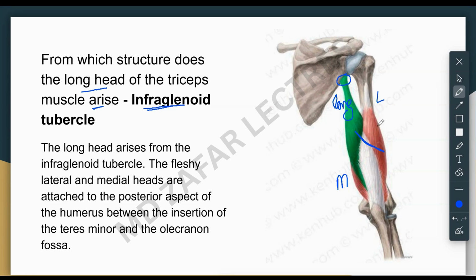And the triceps is supplied by the radial nerve. Now there is an important point: as this is the infraglenoid tubercle, on this point there will be the supraglenoid tubercle, and from that there is the origin of the long head of the biceps. So these two are very confusing points. From the infraglenoid we have the long head of triceps. From the supraglenoid we have the long head of the biceps muscle.